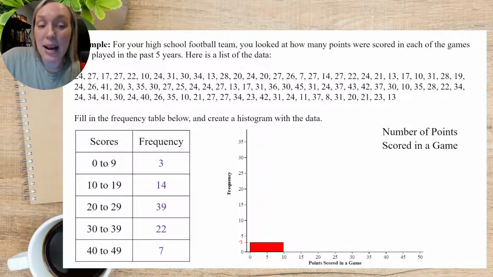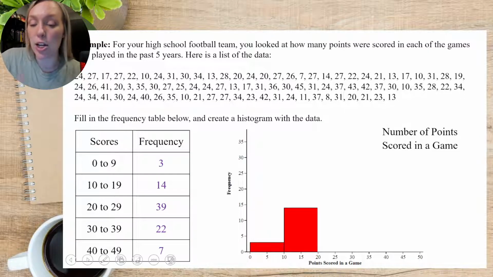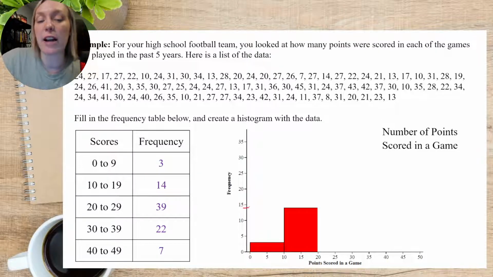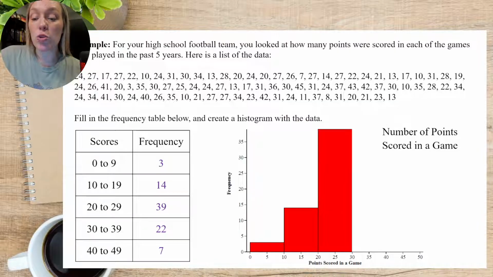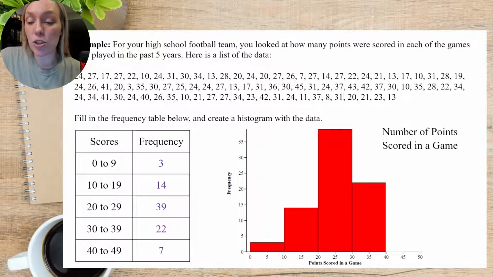My next bar goes from 10 up to 20. So it includes the values of 10, but not 20. Going to go up to, but not including 20. And there were 14, so I have that graphed just below 15 there. And I'm going to continue that way. 20 to 30 goes up to 39. 30 to 40 has 22, and then 40 to 50 has 7.